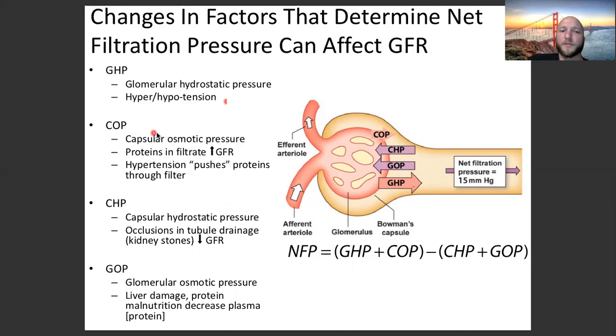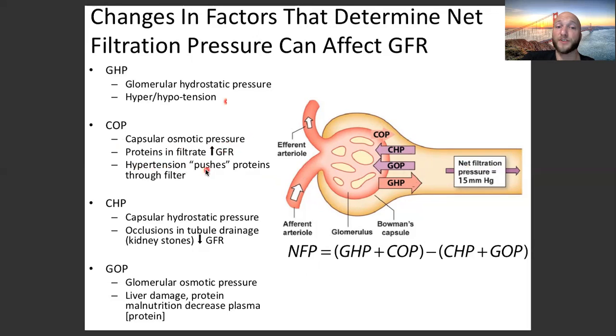COP, capsular osmotic pressure. So capsular osmotic pressure is the osmotic pressure within the tubule system that's pulling fluid into the tubules. Normally, there's no proteins in our tubules, so this force is next to zero, basically. Well, think about my dog, Corey. Corey had damage to her visceral layer, to her podocytes, and proteins were leaking into her tubule system. If proteins are able to leak past the filter and get into your tubule system, they will pull more fluid into your nephrons, throwing off your GFR.